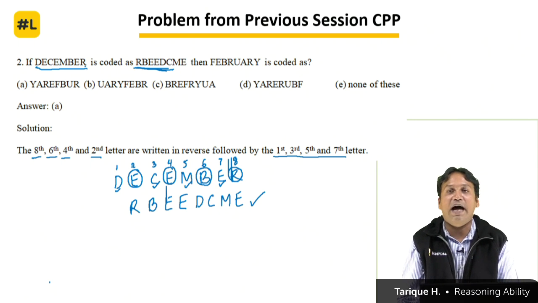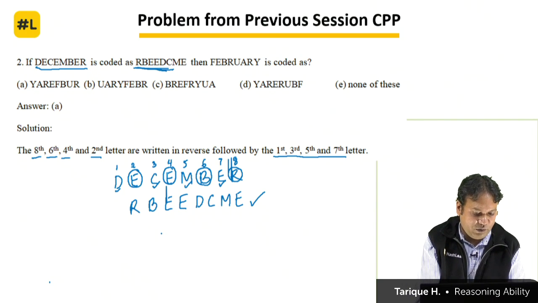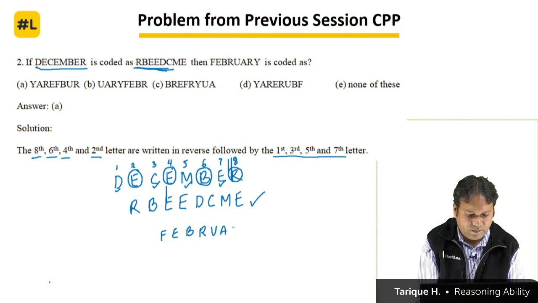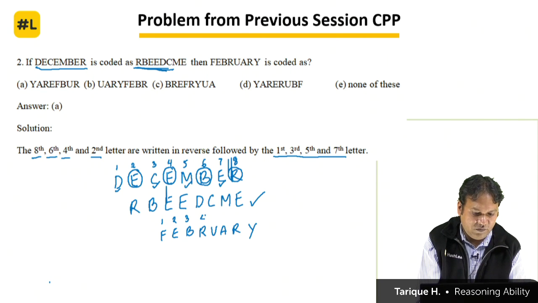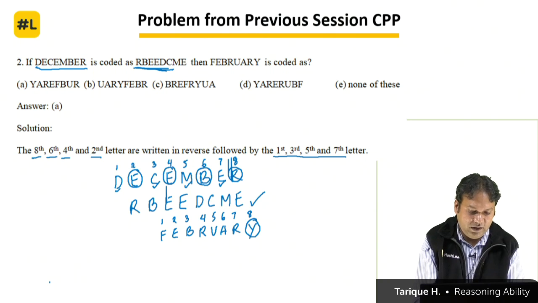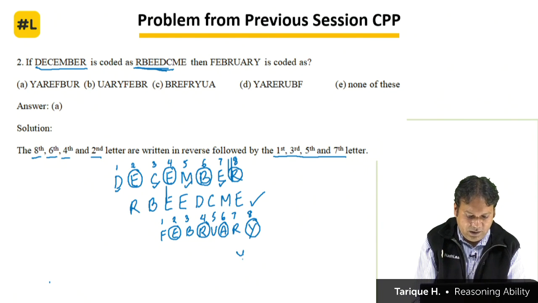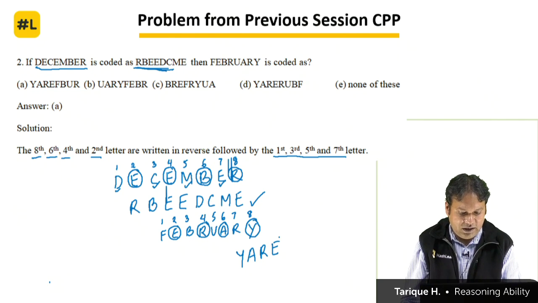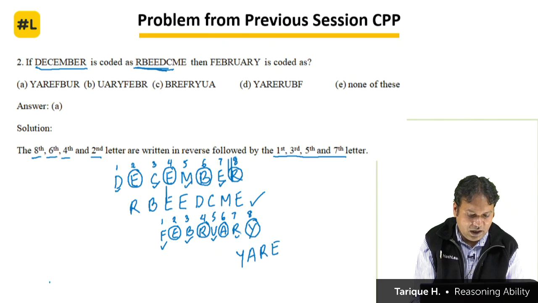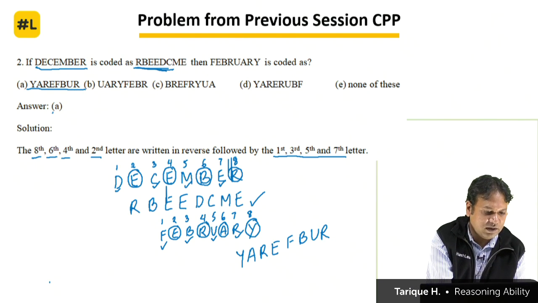If December is coded as RBEE DCME, then what will be February coded as? So same thing if we do with this word February. Look at the number of letters in the word. We have again 8 letters here, 1, 2, 3, 4, 5, 6, 7, 8. So the 8th letter, then the 6th letter, 4th letter and the 2nd letter. First these will go. So we get here Y, A, R, E and then F, B, U, R. That is exactly what we have in the first answer option, therefore the answer is A.